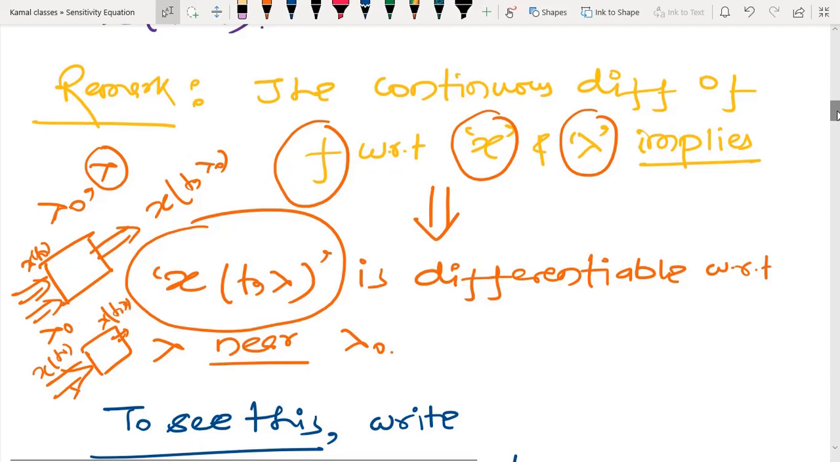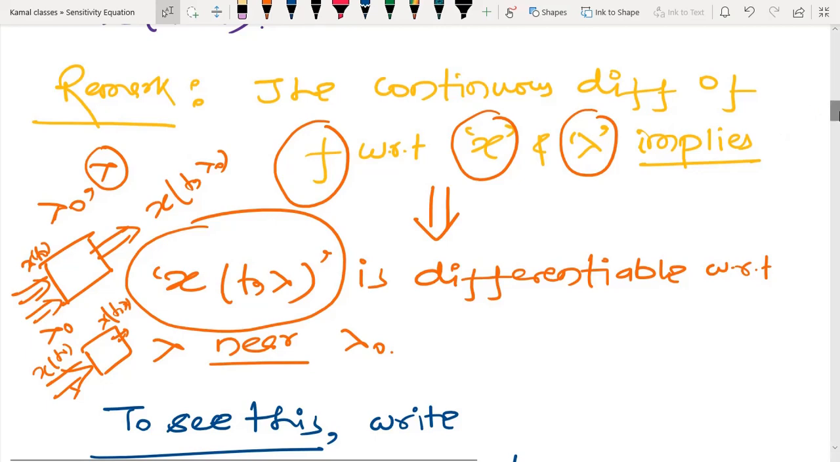And this is very important. Why is this very important? Because if the solution is not differentiable with respect to lambda, then I cannot define the sensitivity function or sensitivity equation. Due to that reason, I have to first guarantee that whatever solution is generated is differentiable with respect to lambda.